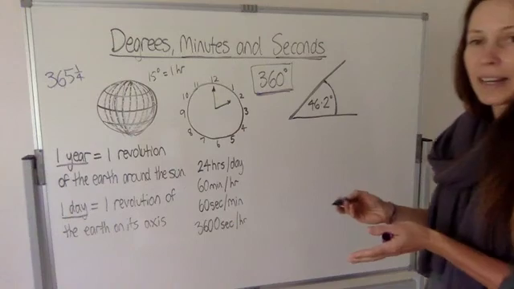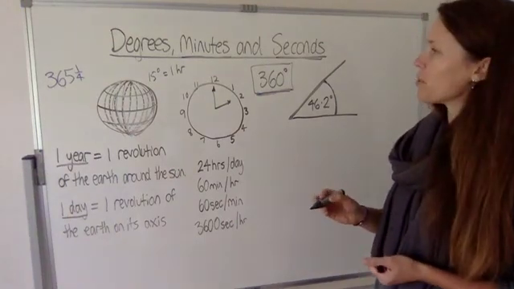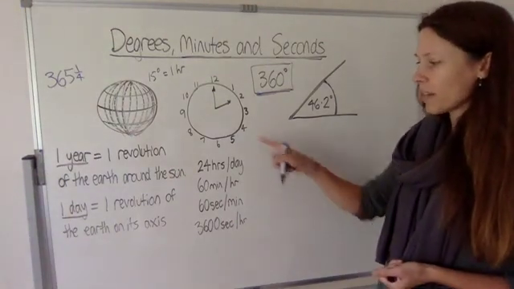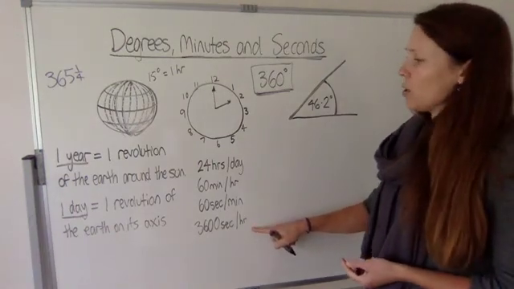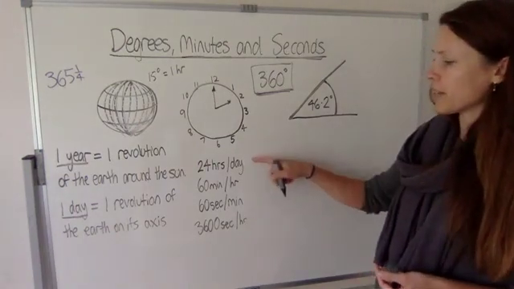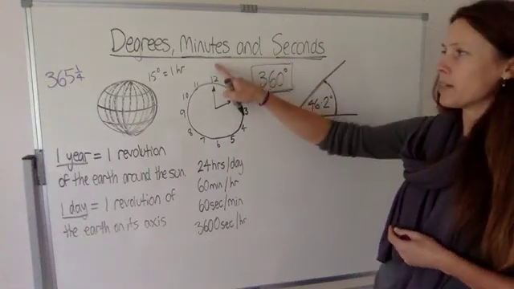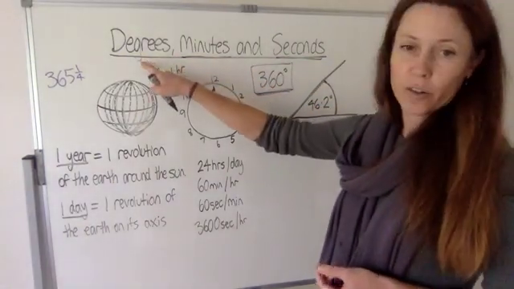Now, back to dividing up our angles. Why divide them into minutes and seconds? Well, just as our time scales are divided in ways that are not really decimal, we divide degrees the same way. 60 seconds in a minute and 60 minutes in a degree.